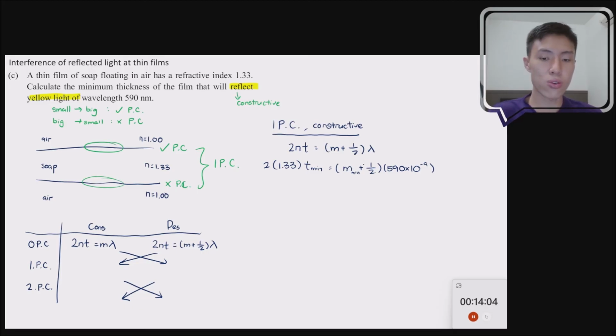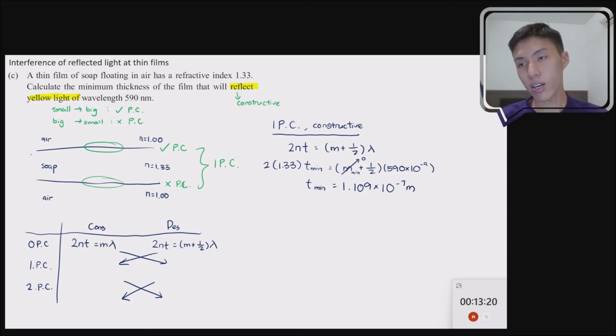If you sub in 0, you will still get a value for t minimum. So that's the minimum thickness. If your thickness becomes 0, then that's illogical, because that means there's no thin film anymore. As long as there's a thickness, then it's fine. So the smallest thickness that you can have is if you substitute 0 for m minimum over here. If you substitute with 0, you get an answer of t minimum equals 1.109 times 10 to the power of -7 meter.